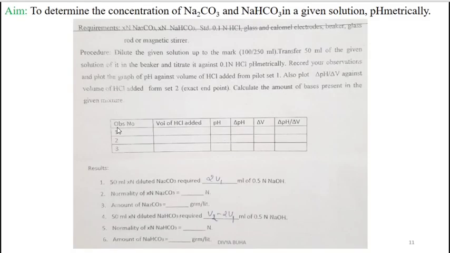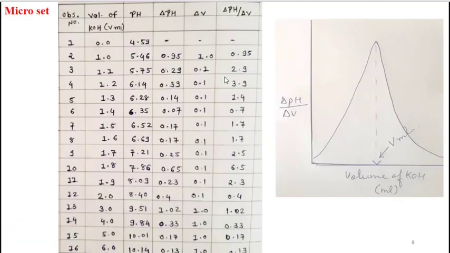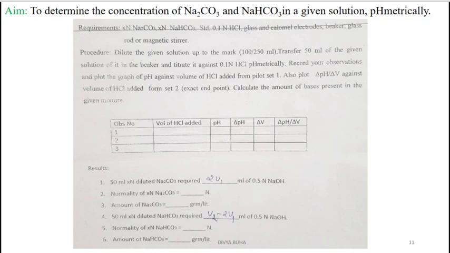So in this practical, you have to determine the concentration of sodium carbonate as well as sodium bicarbonate in a given solution pH metrically, right? In a mixture, you would be having two things. One would be sodium carbonate, another would be sodium bicarbonate. Sodium carbonate is washing soda, whereas sodium bicarbonate is baking soda. So you have to find out the concentration of both of these using a pH meter.